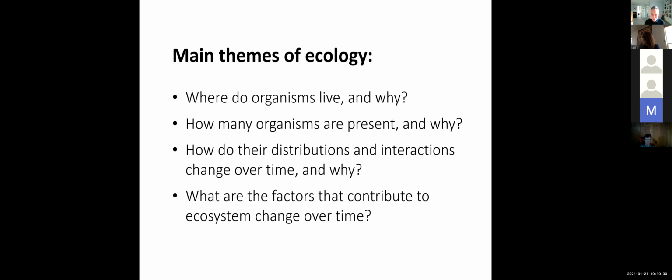So where organisms live and why, how many there are. If we talk about specific populations or communities, what is it that affects the numbers of the organisms there? How does where they live change over time? Why do organisms not necessarily stay in the same area for a certain amount of time, but tend to move around? And then what are the factors that contribute to that change? Right? Why do ecosystems change over time? Why are they not a stable system?